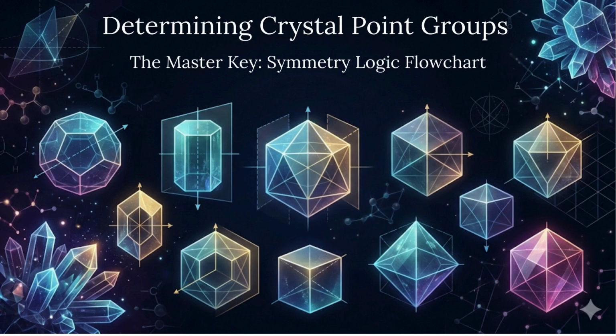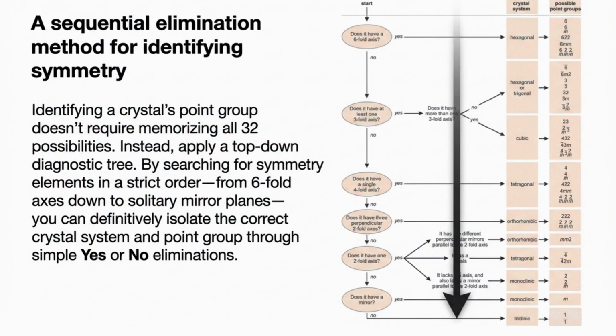Welcome back. Today we are going to see another interesting video on how to find crystal point groups. In this video we will see a master key as a flow sheet by using the defining symmetry of the crystal system. We are going to see how to determine the point group symmetry, and how a sequential elimination method helps to find a point group among the 32 types of point groups.